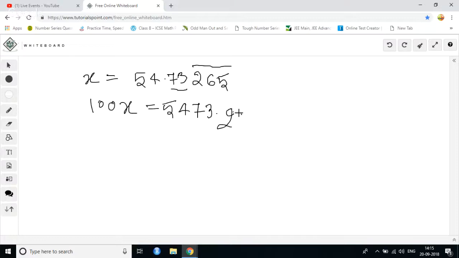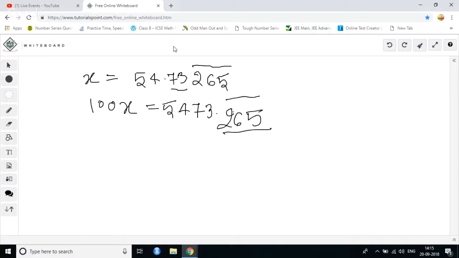Point 265 bar. Now I want to take these three digits out. So to take these three digits out, what should I do?